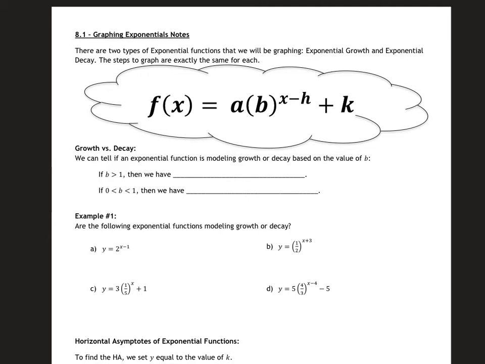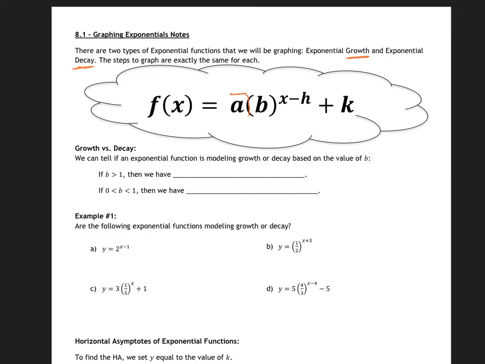We're going to get into our unit on graphing exponentials and logarithmic functions. So we're going to start today on just graphing exponentials. There are two types of exponential functions that we'll be graphing: exponential growth equations and exponential decay equations. We need to know the difference between those, growth and decay. The steps to graphing are going to be exactly the same, just your shape is going to be a little bit different. So here we've got the general form for an exponential equation.